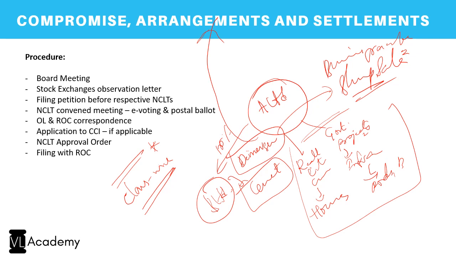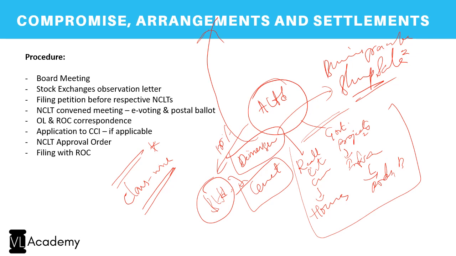Now, the NCLT convenes a meeting. In the meeting of the shareholders, you need to get at least three-fourths in value to give the approval. And in the case of a listed company, it also mandates that the public shareholders should vote in majority. That is, apart from the promoters, the rest of the public shareholders should have voted in favor. The ones who have voted in favor should be more than the ones who have voted against. So that is again very important.